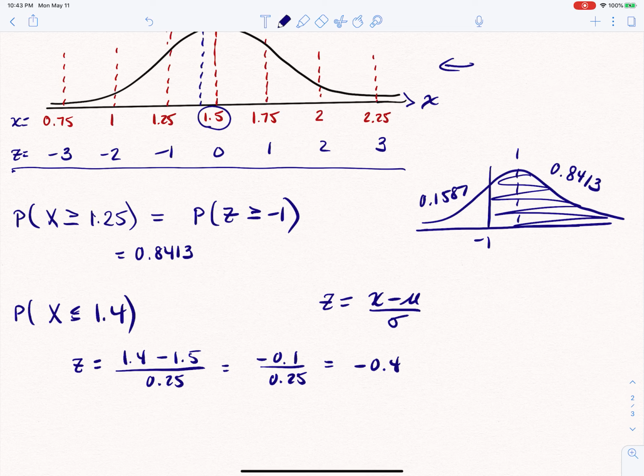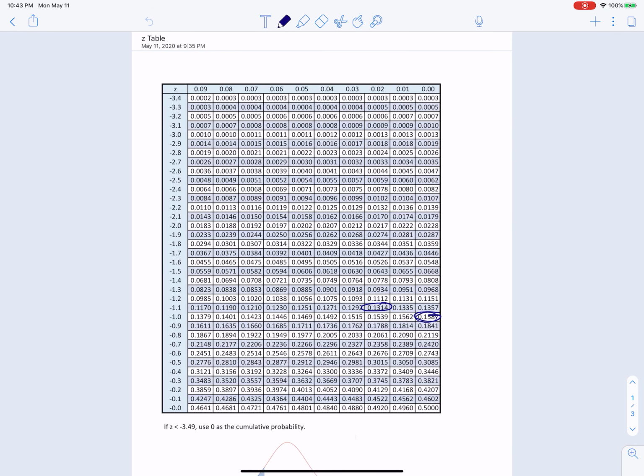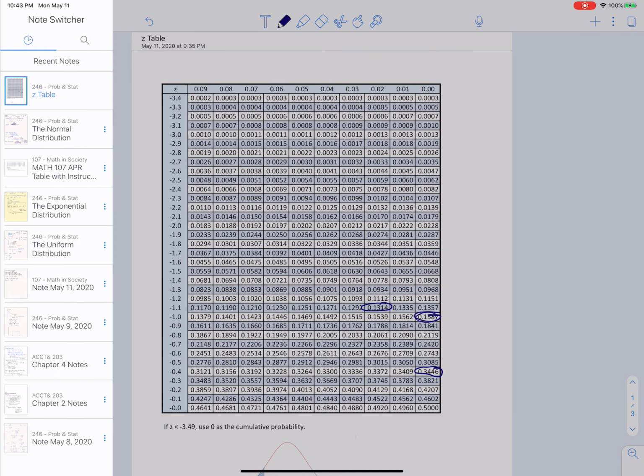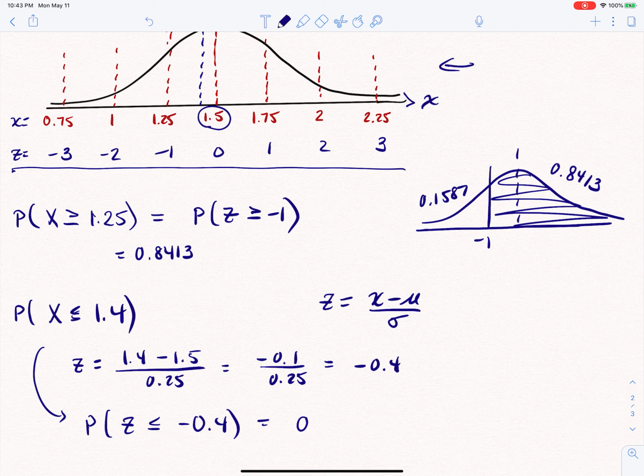So finding the probability that x is less than or equal to 1.4 is the same as finding the probability that z is less than or equal to negative 0.4. And that again we can get from the chart. So negative 0.40 is all the way over here, so 0.3446. So we want to know the chance that a randomly selected file is going to take 1.4 hours or less to process. This is our probability, which means it's quite likely.